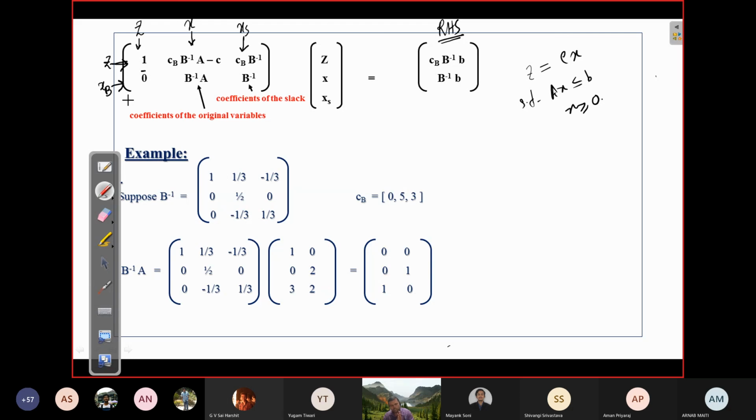Already this slide is shared. So just see this example also, how when you have a particular B, you generate B inverse and CB and can make the simplex table using this form. The usefulness of this form will be clear once I explain how it reduces the computational effort or the storage requirements of the simplex method. So we'll discuss it tomorrow.